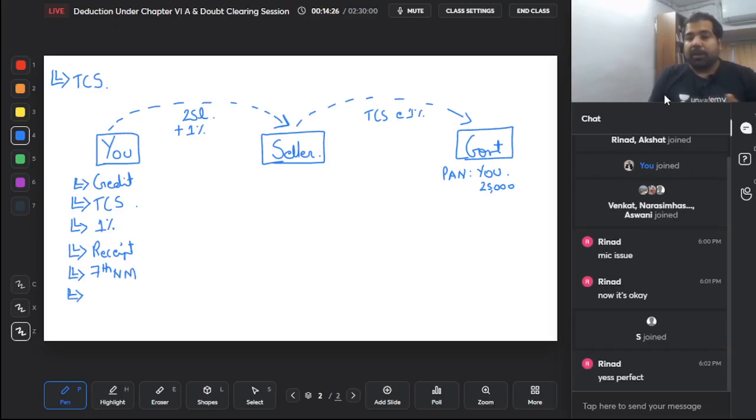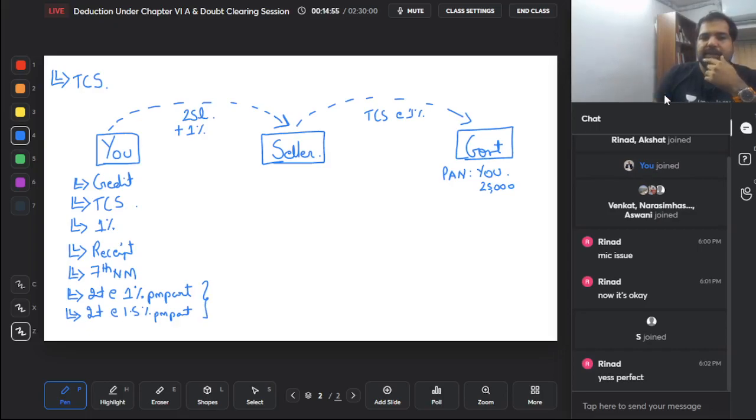If you don't collect when you are supposed to collect, will you have to pay interest? Yes, at the rate of 1% per month or part thereof till whenever you collect it. So for your mistake of non-collection, 1%. But if you collect and you don't pay by the 7th, then interest at the rate of 1.5% per month or part thereof. So that is basically 1% and 1.5%.